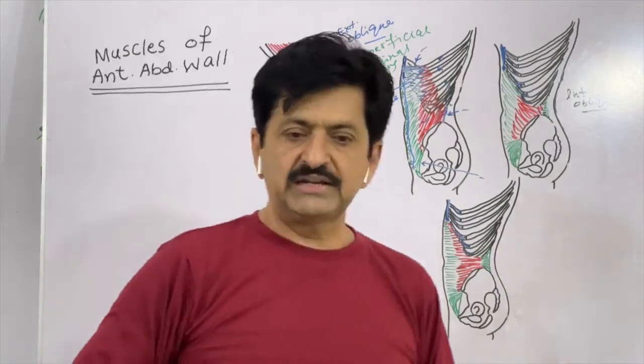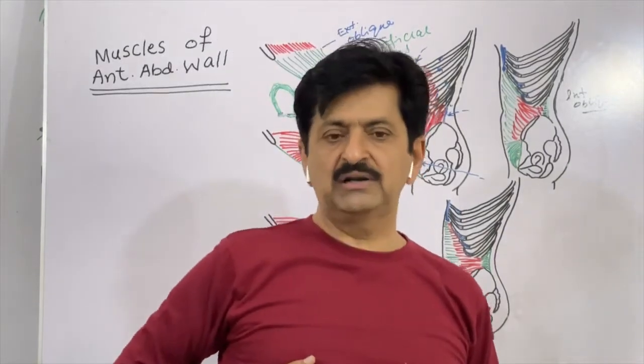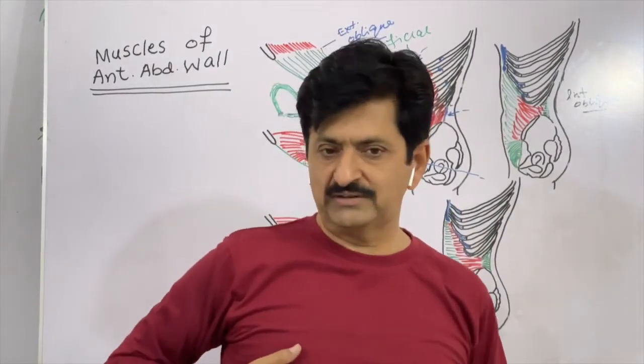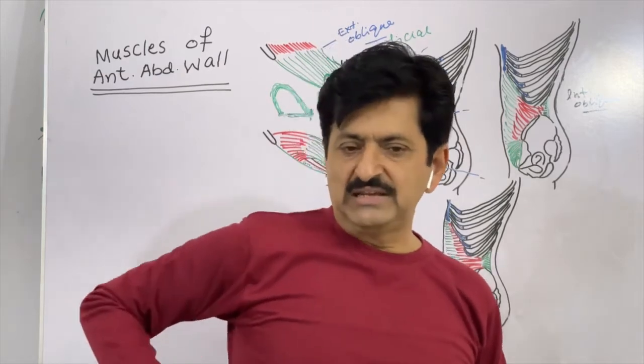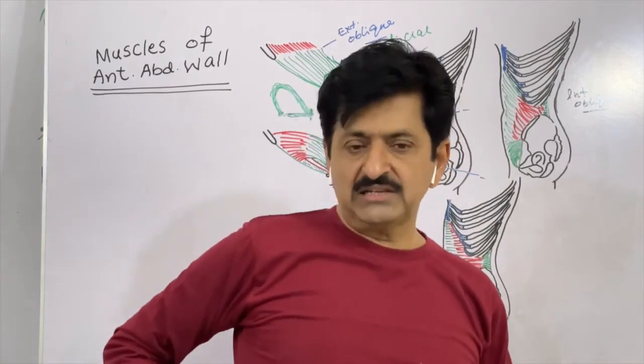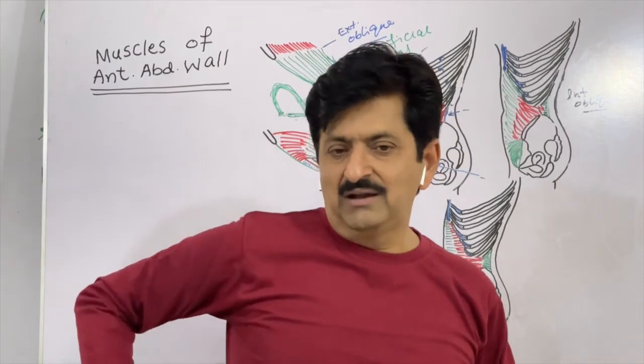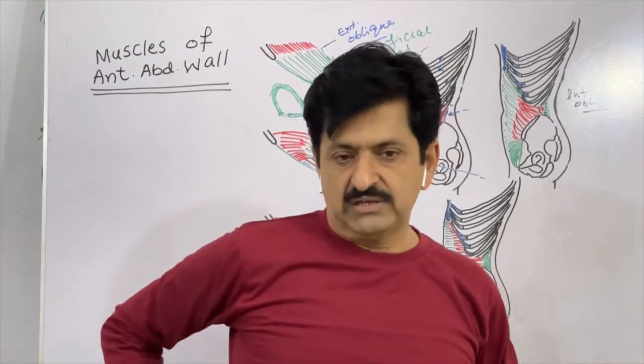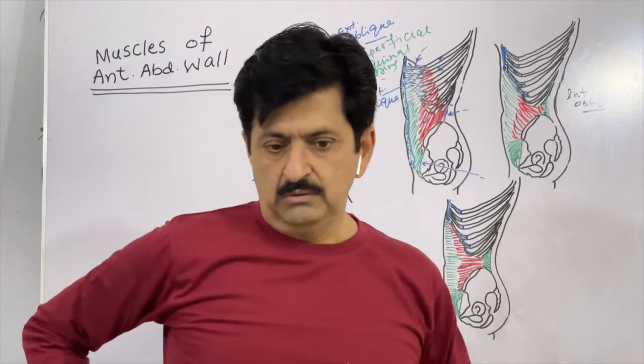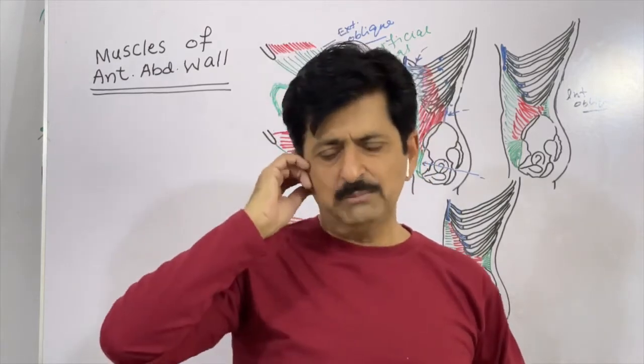And the external oblique takes origin from the outer surface of the lower 8 ribs, and then obviously the outer border of the iliac crest, not anything from the back side or from the lumbar vertebrae. So its posterior border was free. And similarly, you have seen this muscle.